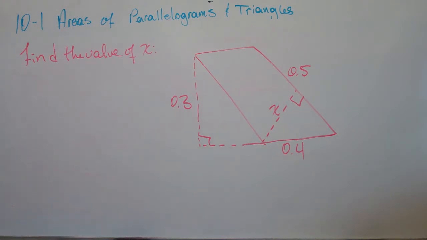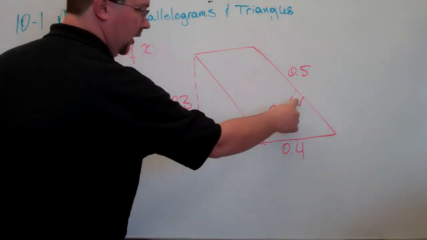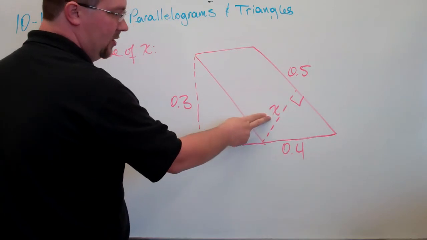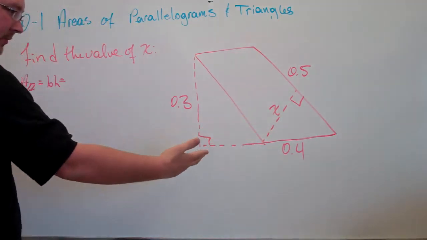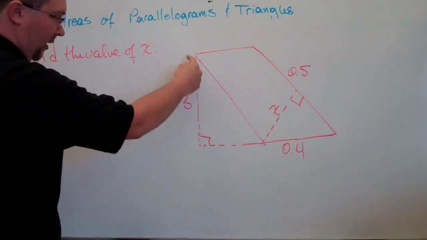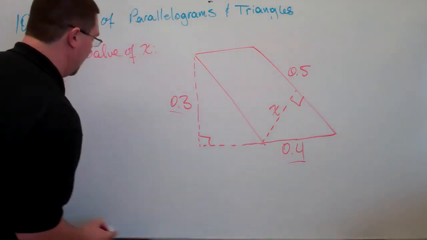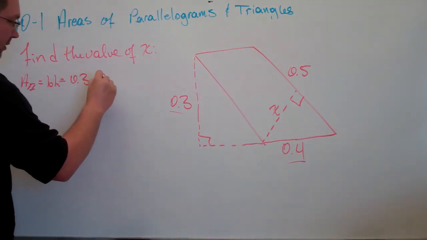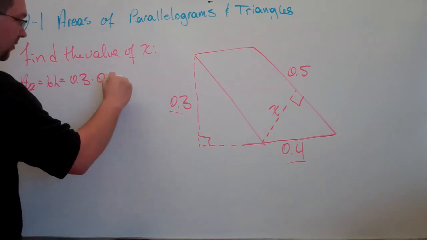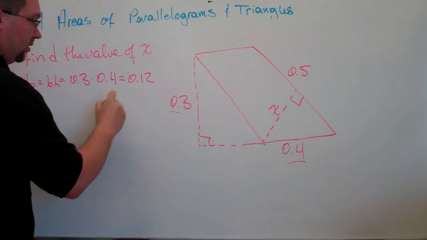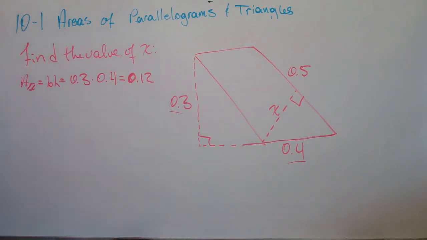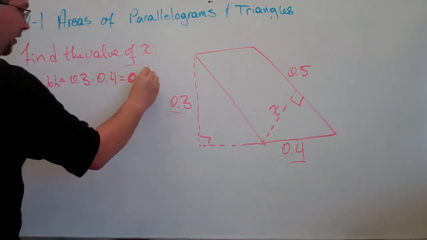All right, so to find the area of the parallelogram, we know it's base times height. So we need to look for our right angles. Well, here's one. Well, that's x and 0.5, so we can't use that because we don't know what x is. So let's look for another right angle. Here it is. Do we have our altitude? Yes. Do we have our base? Yes. So let's use the 0.3 and the 0.4. So we're going to do 0.3 times 0.4, and that gives us 0.12. So this is our area, 0.12.